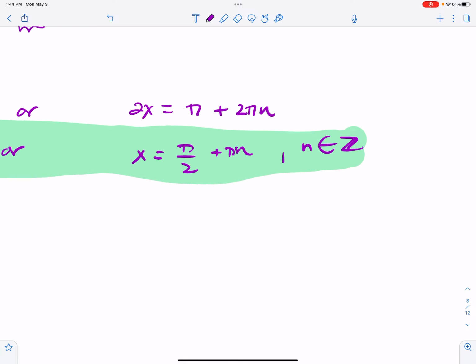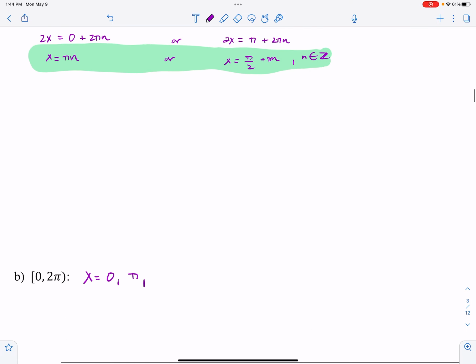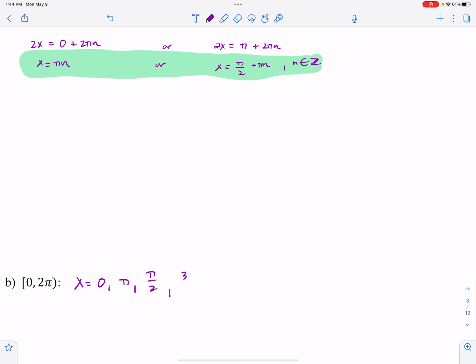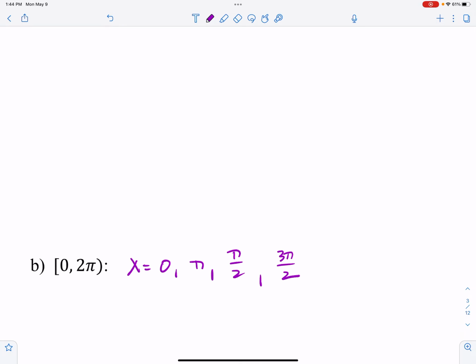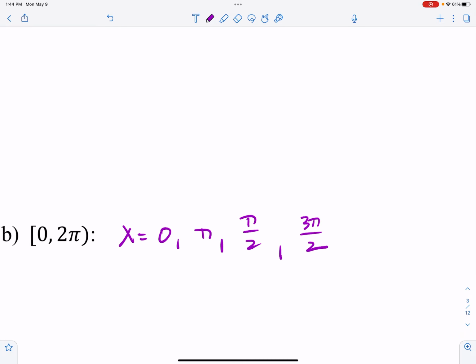If we let n equal to 0, we would get pi over 2. And if we let n equal to 1, we would get 3 pi over 2. And if we let n equal to 2, well, then we're outside of the interval. So these are our 4 solutions over the interval from 0 to 2 pi.